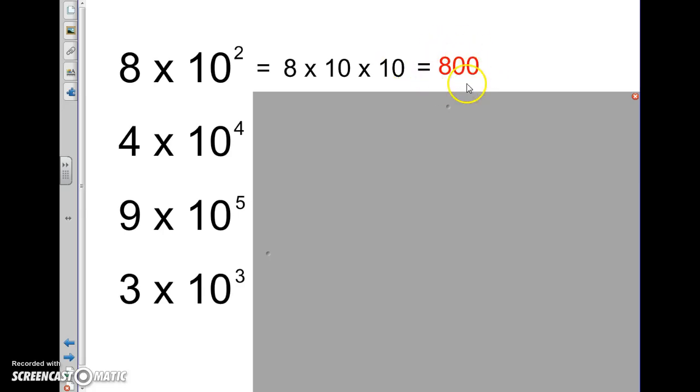So that gives us 800. Or because of the commutative property, it doesn't matter which order we multiply this. 10 times 10 is 100. 100 times 8 is 800.